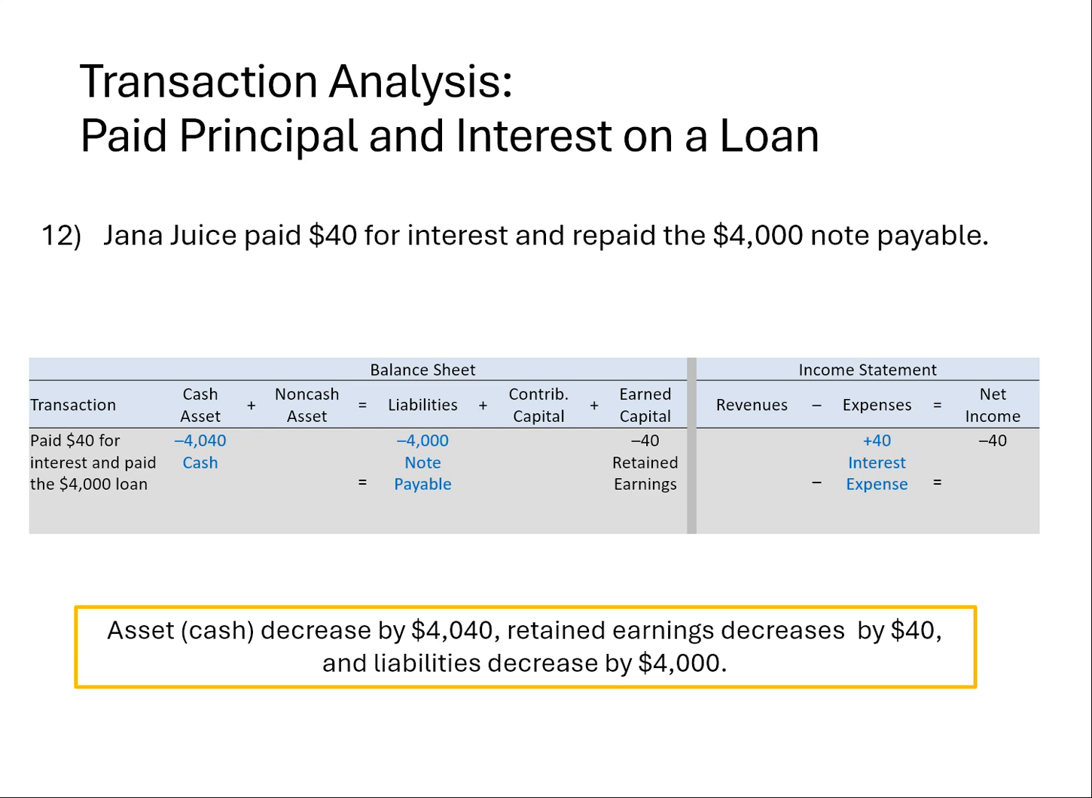Okay. The company paid $40 for interest and repaid a $4,000 note payable. So as you can see, the total cash we paid is $4,040. The $4,000 is a return of money, note payable. So we're going to reduce our liabilities by $4,000. Now this $40 is paid for interest, and that becomes interest expense. In these transactions, it's going to affect 3 accounts.